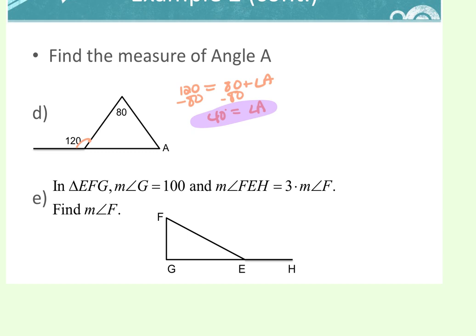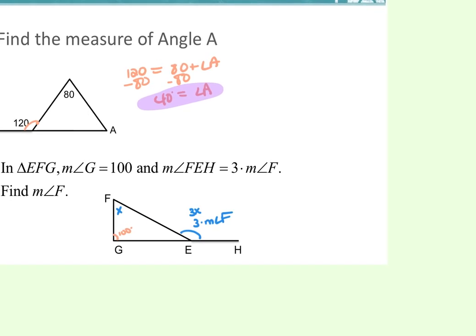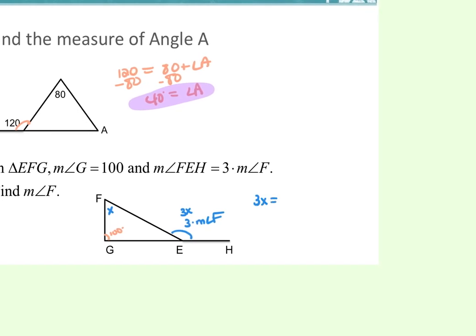And in E, it says in triangle EFG, angle G is 100. The measure of angle FEH, which is this out here, is 3 times the measure of angle F. Find F. So if F is our X, then this is 3X out here. And 3X equals the sum of the remote interior, which is X plus 100. Solve by subtracting X from both sides. 2X equals 100. And X equals 50.